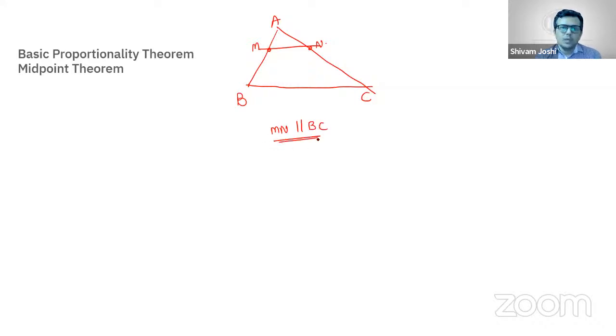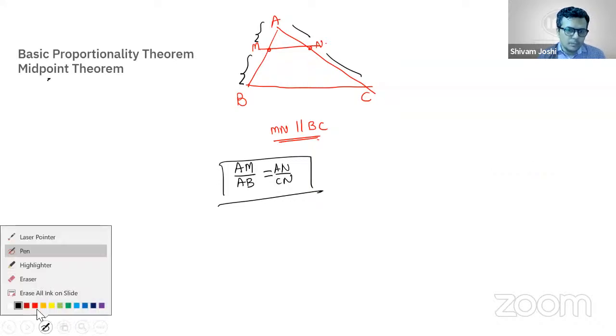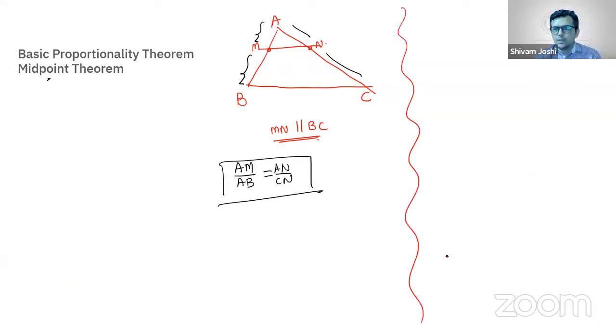If this is given to you, then you can say that the ratio of AM upon BM, right? The two parts in which side AB gets divided, is AM upon BM, which will be the same as the two parts in which side AC gets divided, which is AN upon CN. This is what we call the basic proportionality theorem. What is the midpoint theorem? The midpoint theorem is, I can say, a special case of the basic proportionality theorem where you are just joining the midpoints.